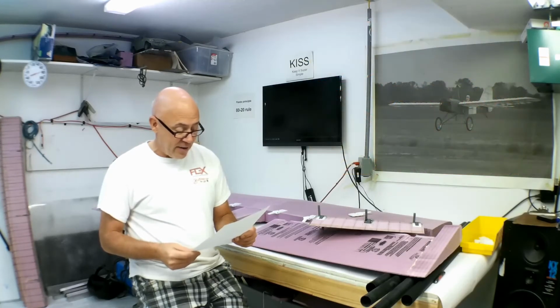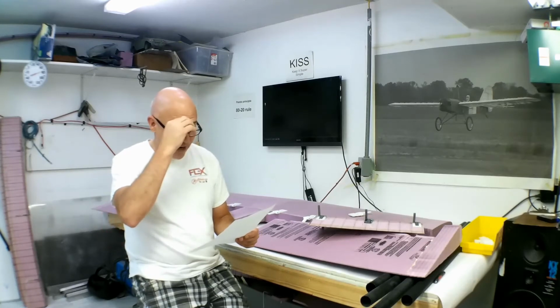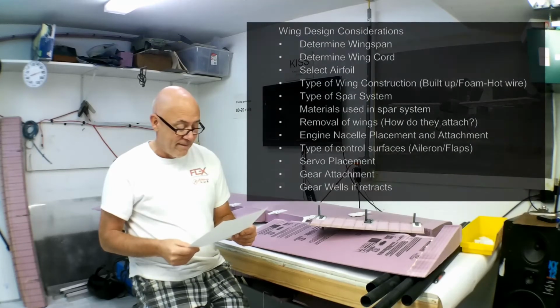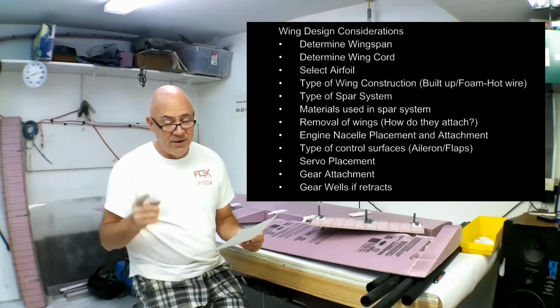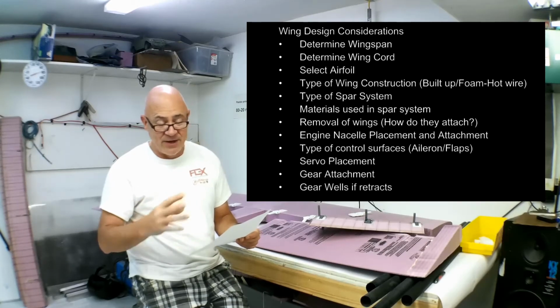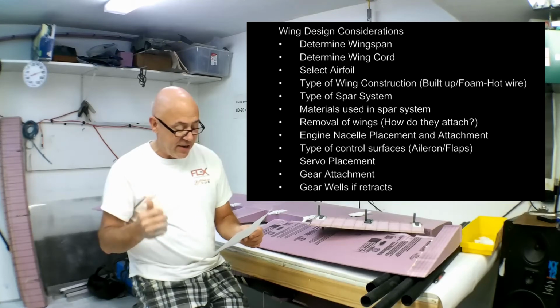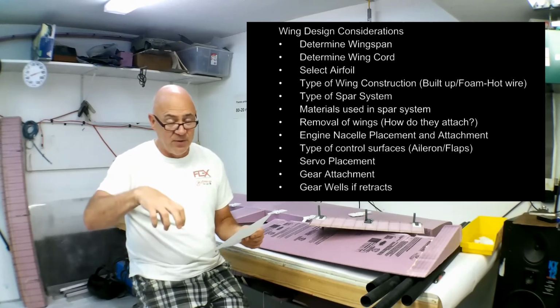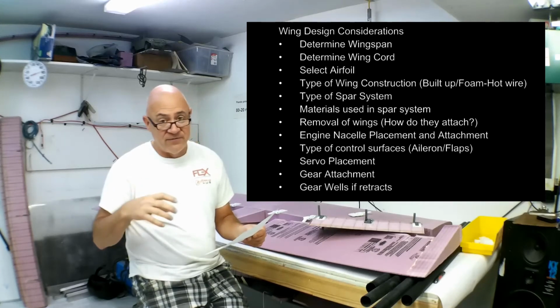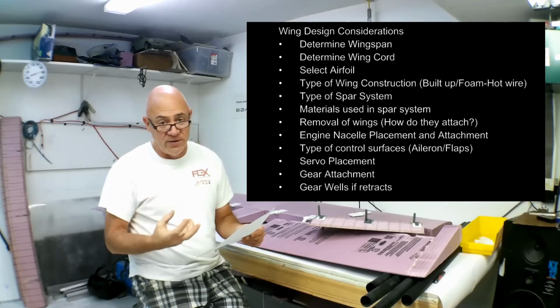So on the... oh, I did skip some stuff. I'm sorry. I skipped some stuff on the wing design. I've got to go back to it. Servo placement in the wing. You've got to know what you're doing with the servo placement in the wing for the flaps and the ailerons, slats, or anything you're doing. You need to understand your gear attachment points, which are the blocks in the wing for the landing gear. Then you've got to understand the gear wells if there's retracts. How do those gear wells work in the wing?